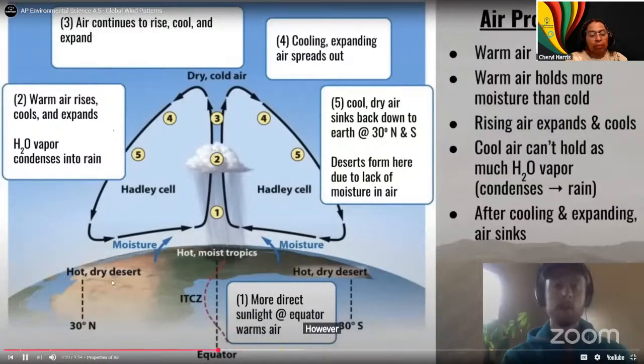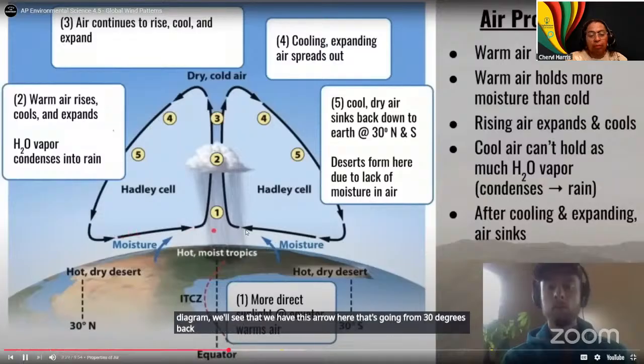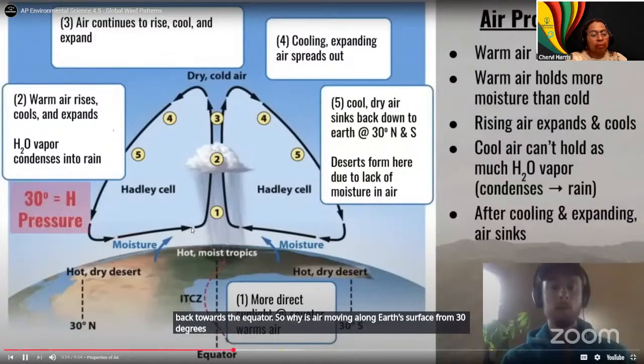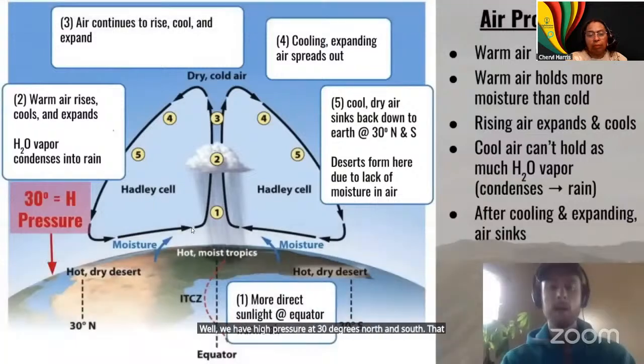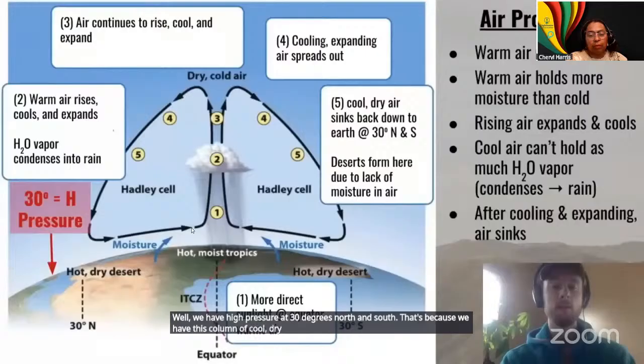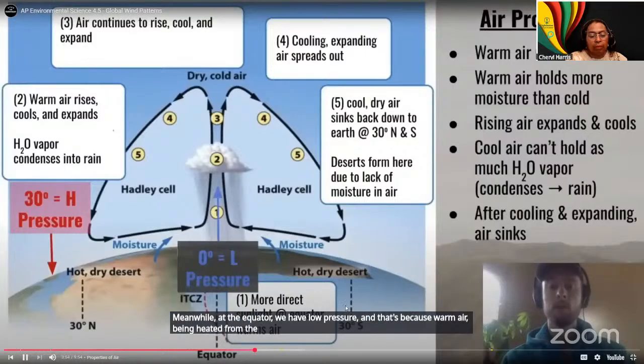However, we're not quite done understanding the Hadley cell. If we look at the diagram, we'll see that we have this arrow here that's going from 30 degrees back towards the equator. So why is air moving along Earth's surface from 30 degrees back to the equator? Well, we have high pressure at 30 degrees north and south. That's because we have this column of cool, dry air that's sinking back down to Earth, and when a column of air is pushing down on Earth, it gives us high pressure. Meanwhile, at the equator, we have low pressure, and that's because warm air being heated from the sun is rising at the equator.